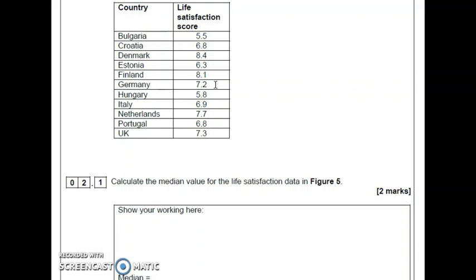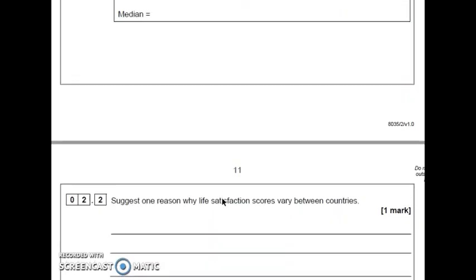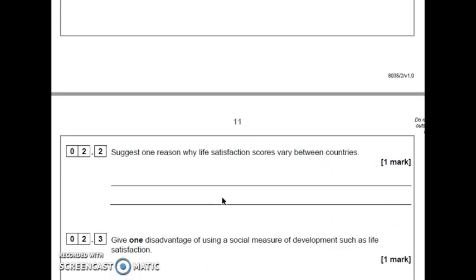Maybe you could say in these more developed countries like the UK, for instance, the government provide good quality social care. It could be better access to jobs. So any sort of quite general statement like that should be enough to get the 1 mark needed.